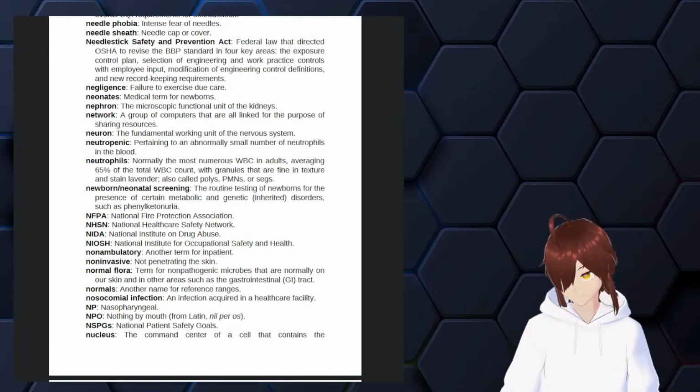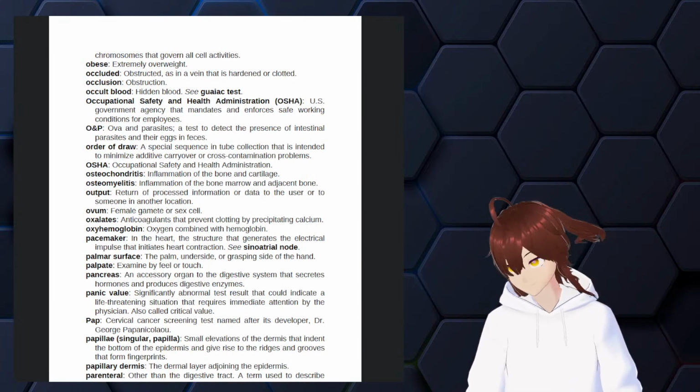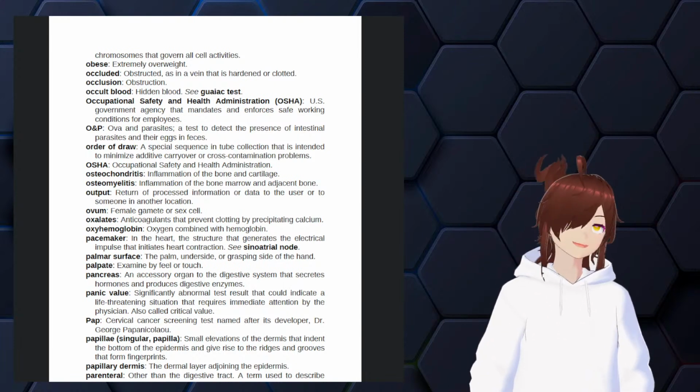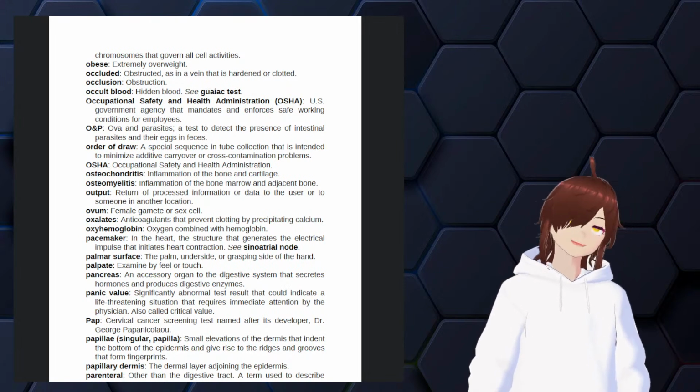Nucleus, the command center of a cell that contains the chromosomes that govern all cell activities. Obese, extremely overweight. Occluded, obstructed, as in a vein or clotted. Occlusion, obstruction. Occult blood, hidden blood. See guaiac test.